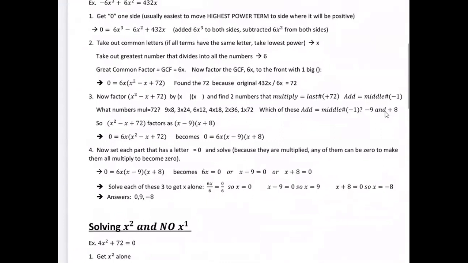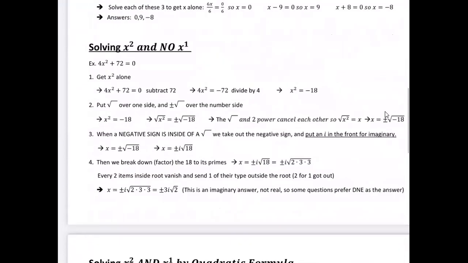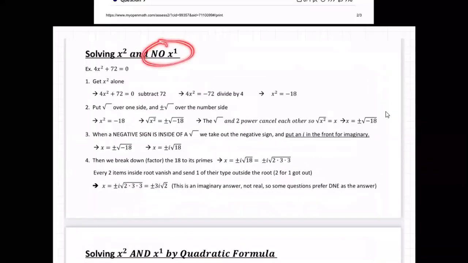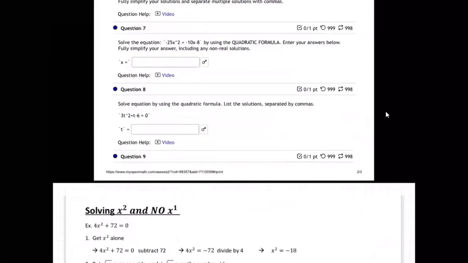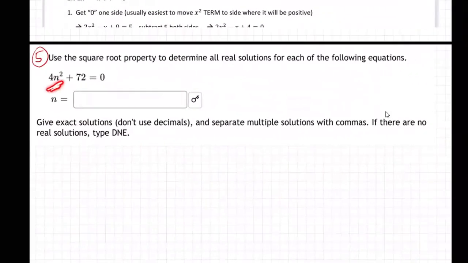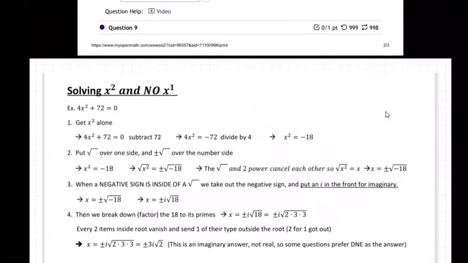So we have different kinds, right? We have x squared, x cubed, and x to the first, or no x to the first. Let's go back over here. Specifically, we have no x to the first. Did you notice that? This is part of what you need to notice on these problems. See how there's only n squared and there's no n to the first power? Do you see that? So that's important because we have two different kinds.